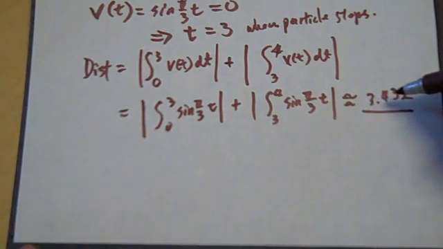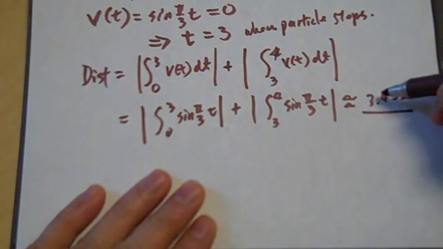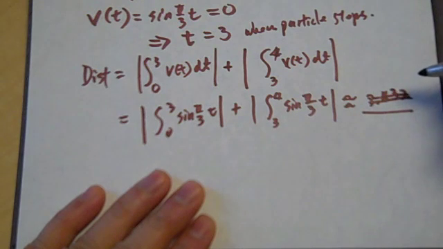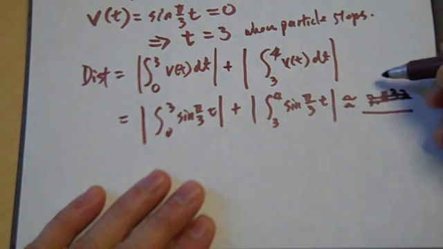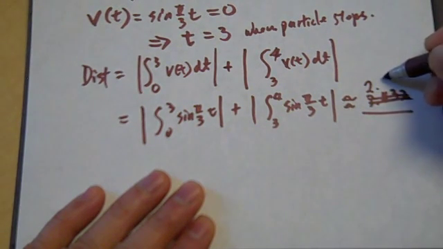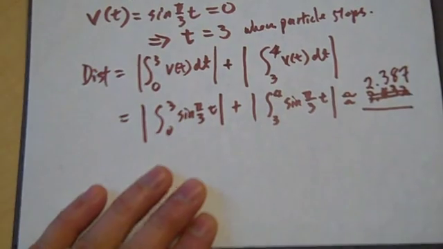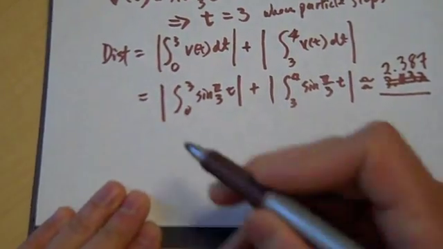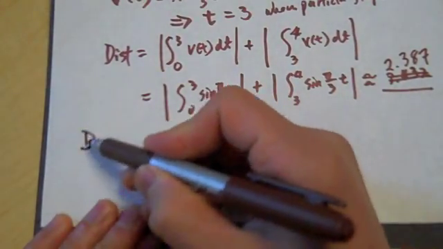Actually, I do want to make a quick revision. The actual answer is not 3.432. It's actually, if you use your calculator, it should give you 2.387. Okay, so let's move on to part D.